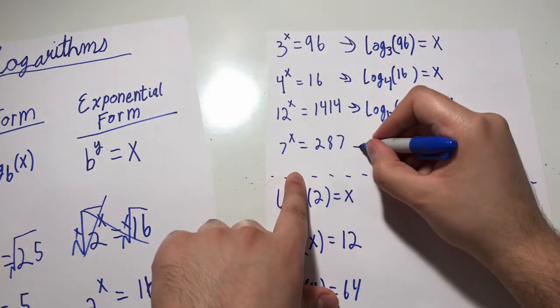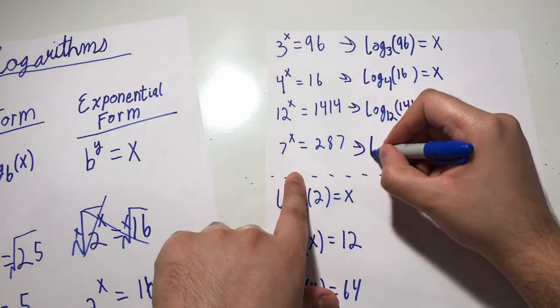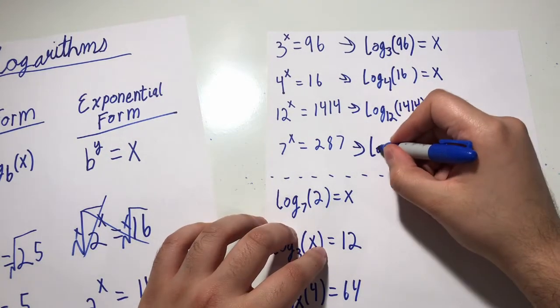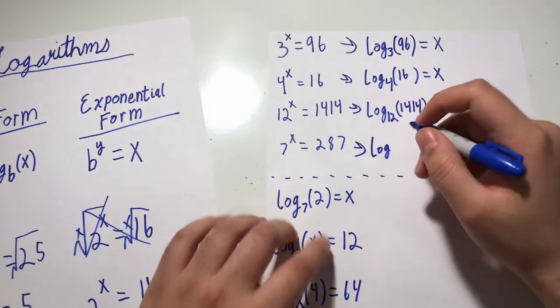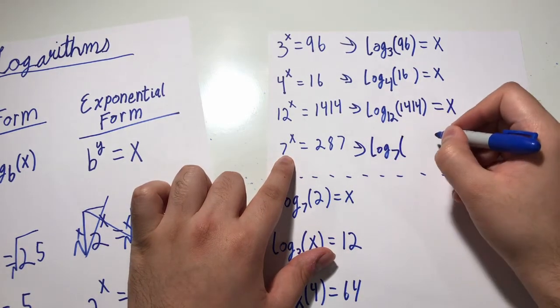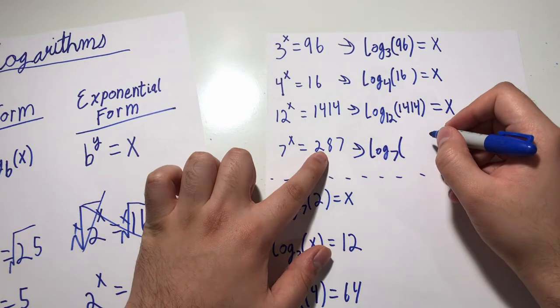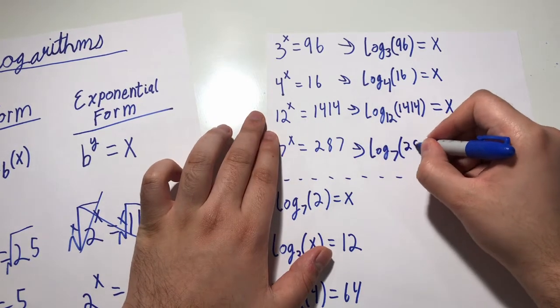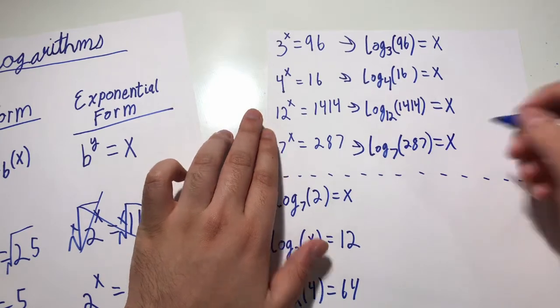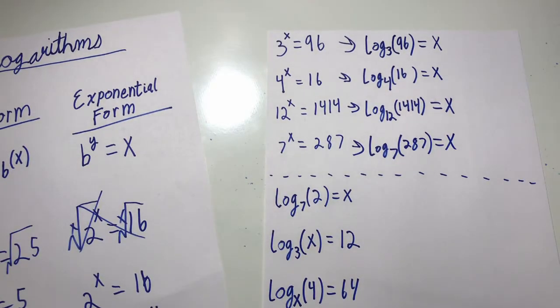And this last one here, same steps. Hopefully this is becoming repetitive. Repetitive is good. It means you're getting used to seeing this. Logarithm, what's our base? Our base is 7. What goes on the inside of the logarithm? Well, whatever the original answer was, which is 287. And that's equal to our exponent.